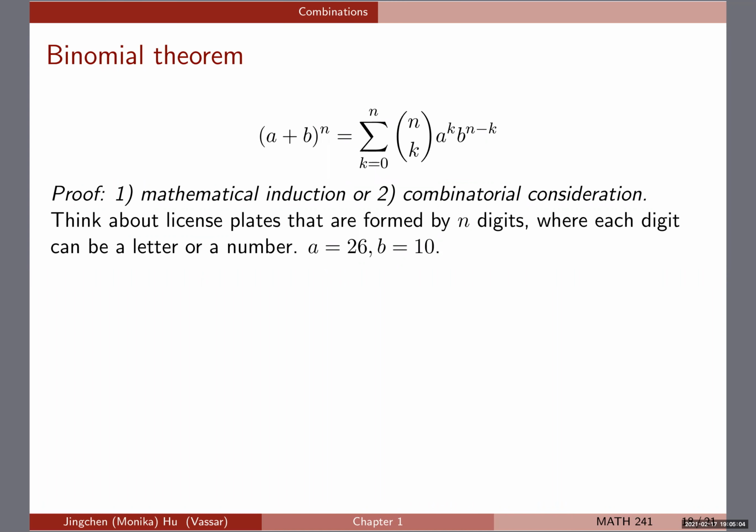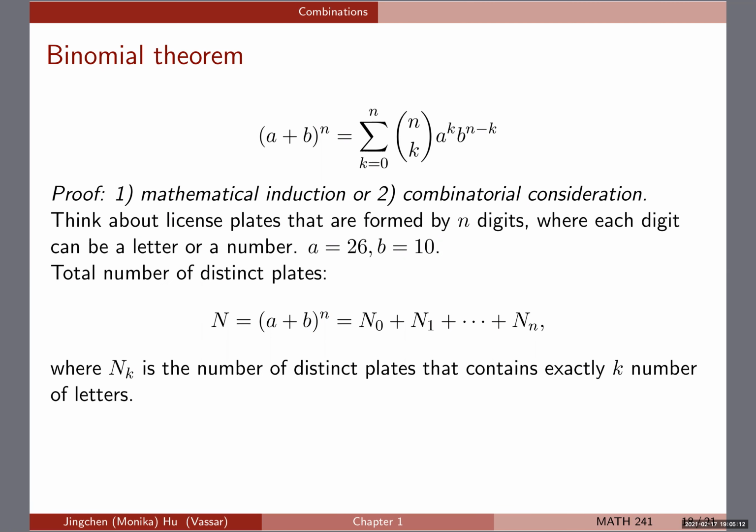So one way to think about it, keep in mind that we also know that the right-hand side refers to the total number of distinct license plates. One way to think about it, especially now because we know it's n plus 1 different sums, different terms added up together, is to break it into n different sums for now.